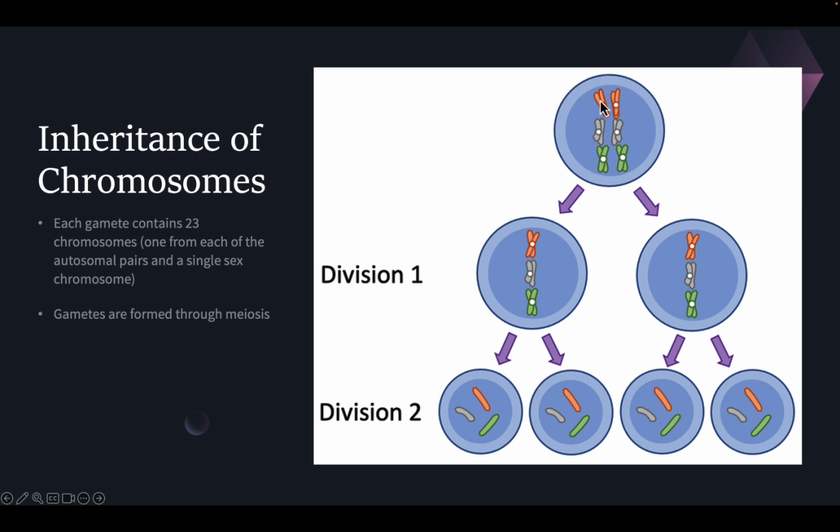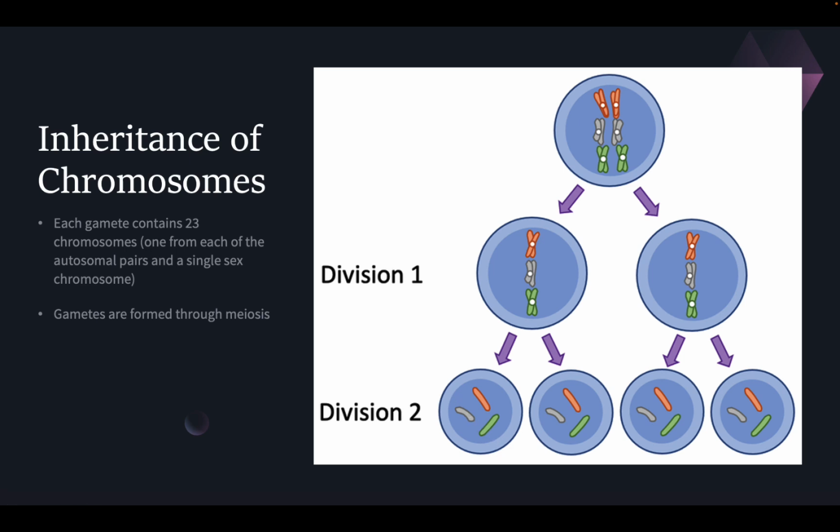Right? It has 2 copies of red, 2 copies of gray, 2 copies of green. So first, red, gray, and green will separate out, and then they divide to make the gametes. So this could be the mother, it could be the father, but the same process is going on in the other parent. And that process where we go from a cell that has the right number of chromosomes to a cell that has the half number so that we can make a new organism, this process is called meiosis.